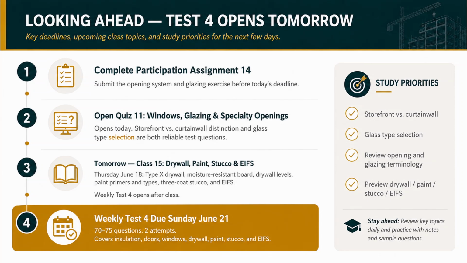Type X drywall, moisture-resistant board, drywall finish levels, paint primers and types, 3-coat stucco, and EIFS. And weekly test 4 opens after that class. Fourth, weekly test 4 is due Sunday, June 21st. 70 to 75 questions, 2 attempts, covering insulation, doors, windows, drywall, paint, stucco, and EIFS. That's a big span, so don't cram it Sunday afternoon.